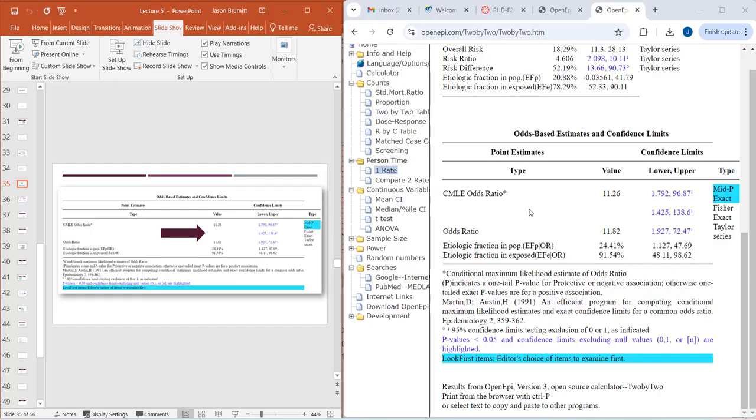Now, which one would you use? Odds ratio? Yeah, it doesn't really matter. Sometimes the editors may choose one. They may suggest using one odds ratio versus the other odds ratio. Both of them here, 11 point something.